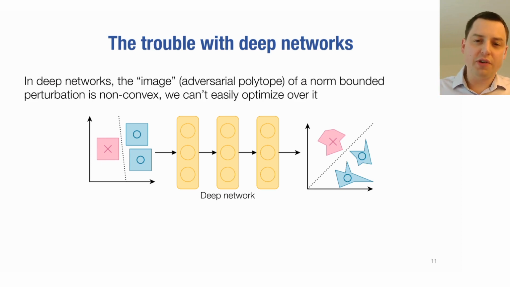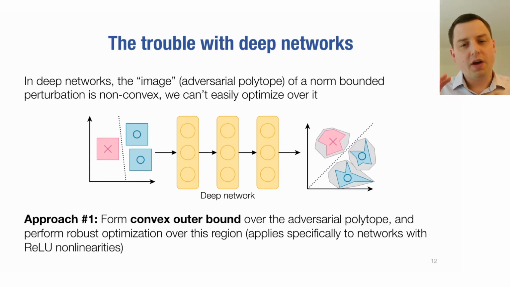The problem is when you feed them through a deep network, what comes out the other side are these very irregularly shaped, hard to reason about, combinatorially complex objects owing to the nonlinear nature of the deep network. And this poses a problem for even understanding whether there is an adversarial example or not. So the idea behind our first approach, this convex relaxation approach, is we're going to form convex tractable outer bounds over these regions, which we call the adversarial polytope, and we're going to perform robust optimization over this region. In particular, this first approach is going to apply to networks with ReLU nonlinearities, though it can be generalized to more general activations as well.